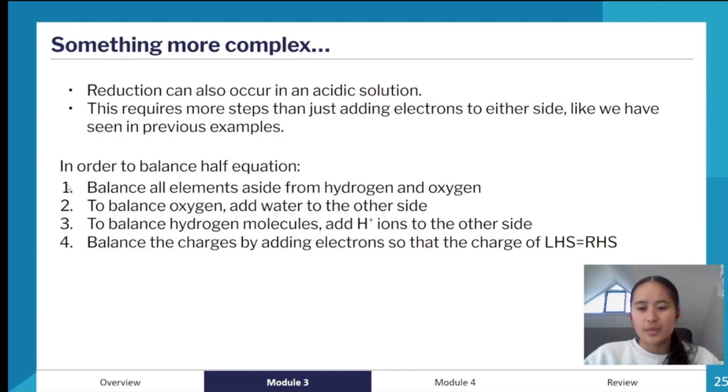Something a little bit more complex that goes down in the redox syllabus is that it can occur in an acidic solution, and this requires a few more steps than just adding electrons to either side of those half equations. So how you go about these is you have 4 main steps. First, you balance all the elements aside from hydrogen and oxygen, so you ignore those to begin with. And then what you need to do is to balance that oxygen, you add water, so H2O, to the other side of that oxygen. And then to balance the hydrogens that you added from the water, you just add hydrogen ions to the other side, and then you balance the charges.